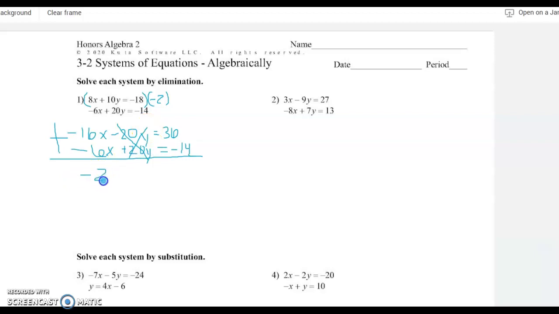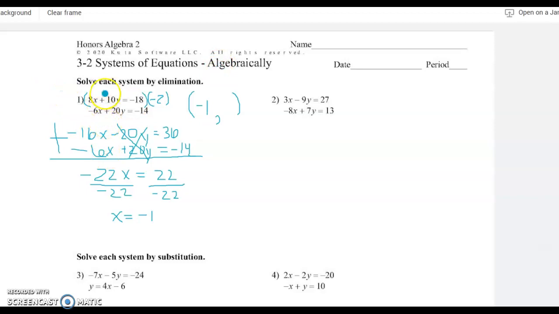Add everything else, so now we're sitting at negative 22x equals 36 plus negative 14, which is 22. To get x alone, we divide by negative 22. So 22 divided by negative 22 tells us that x is negative 1. Now what we're looking for is the ordered pair x, y that makes both of these equations work. So we just found out the x value is going to be negative 1.